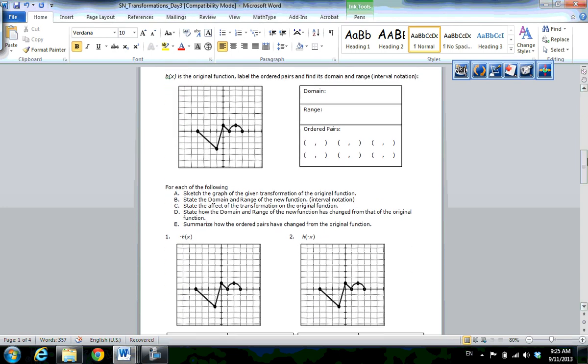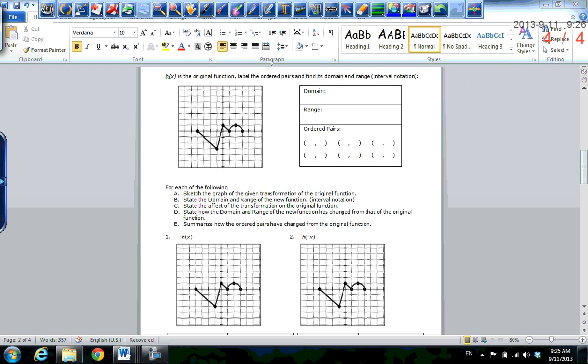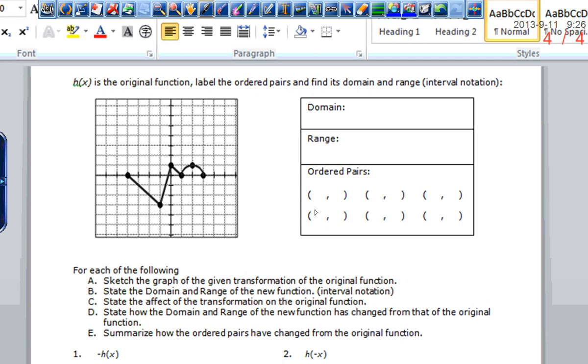We're moving to monster. Quite a scary monster. Alright, let's name all of our ordered pairs. So right here, that's negative 4, 0. Zoom in a little bit, even more.